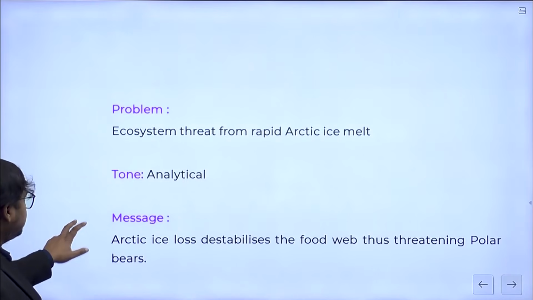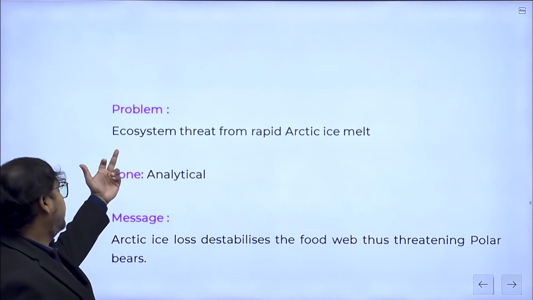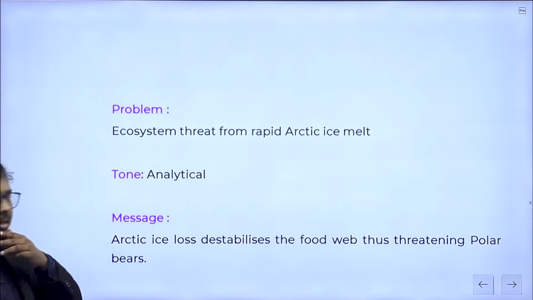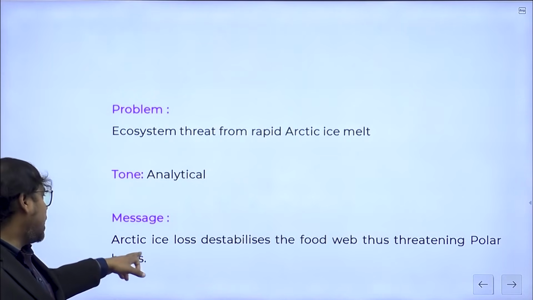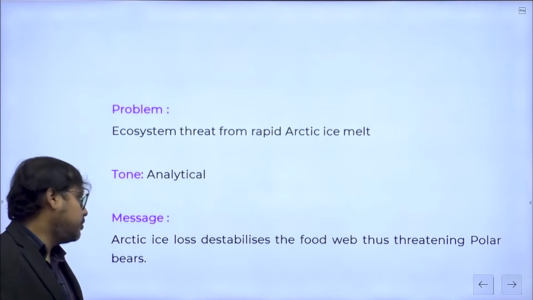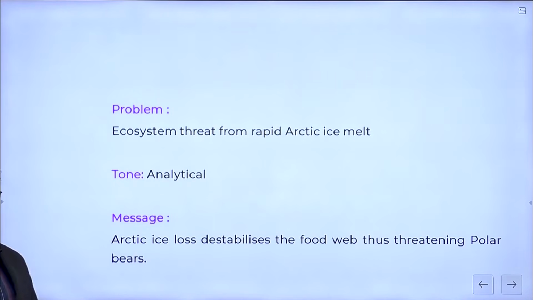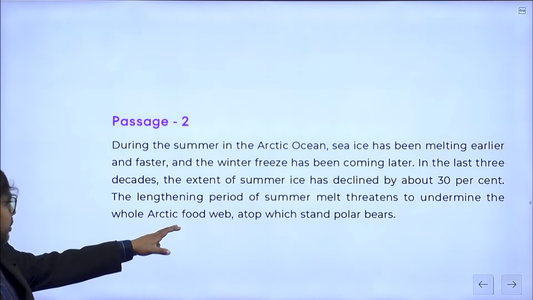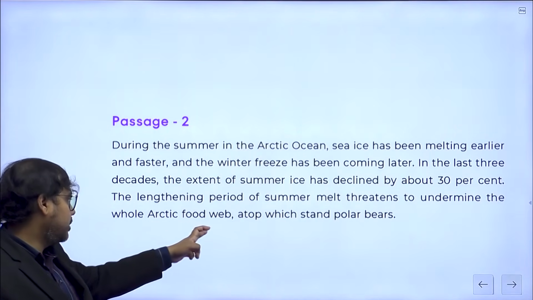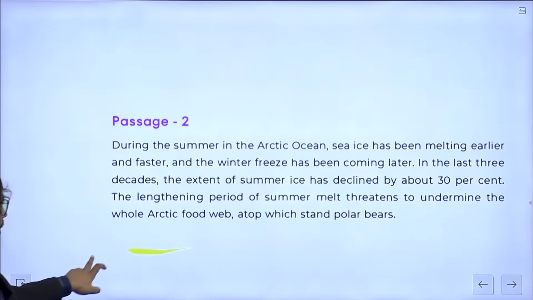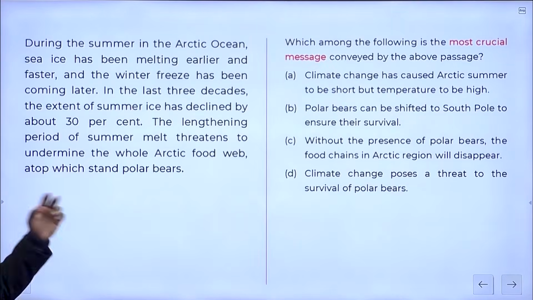So, problem: ecosystem threat from rapid Arctic ice melt, I designate this as the problem. Message: Arctic ice loss destabilizes the food web, thus threatening polar bears. ठीक है? Because at the last, what do we have? The summer melt threatens to undermine the whole Arctic food web, atop which stand polar bears. ठीक है? ठीक है. See the options.